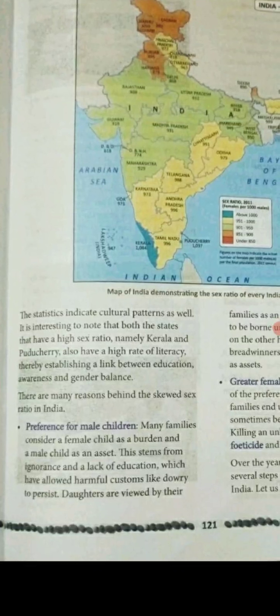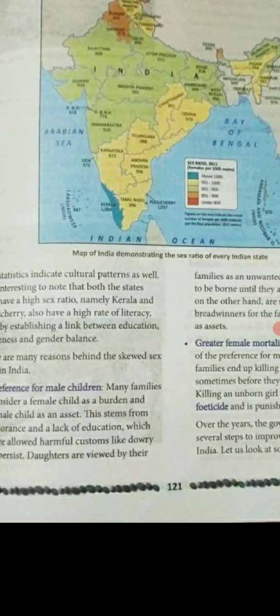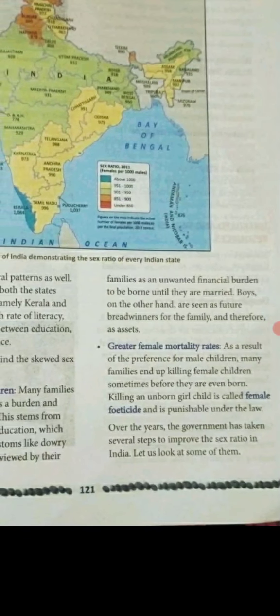This stems from ignorance and a lack of education. This kind of thought process is just because of the ignorance and lack of education that they have, which has allowed harmful customs to develop, customs that are very harmful to the society, like the dowry system, marital violence, and domestic violence. These are some menaces that have taken place due to this conventional or conservative mindset. Daughters are viewed as an unwanted financial burden, as I told you, seen as a liability which they have to fulfill.